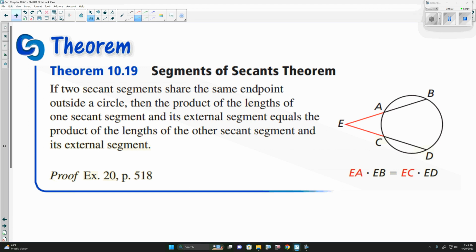Now our first theorem that we have, secant segments theorem. Two secant segments share the same endpoint outside of a circle. Then the product of the lengths of one secant segment and its external segment equal the product of the lengths of the other secant segment and its external segment. So what we're saying is the outside times the whole is equal to the outside times the whole.